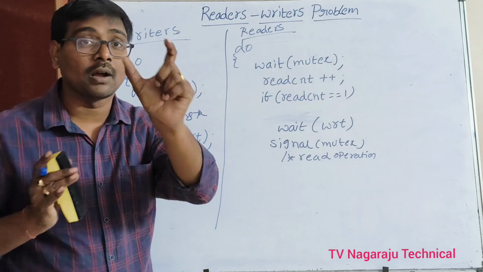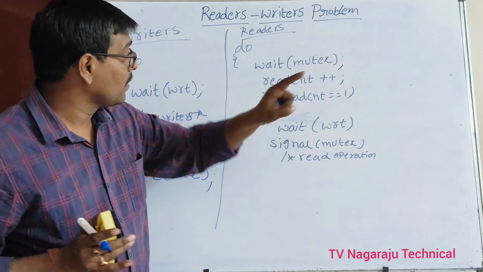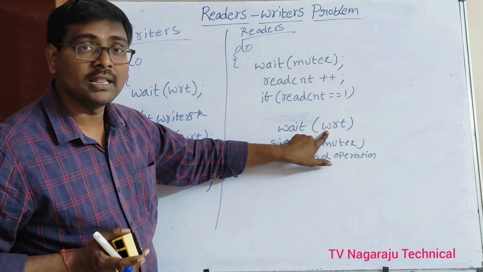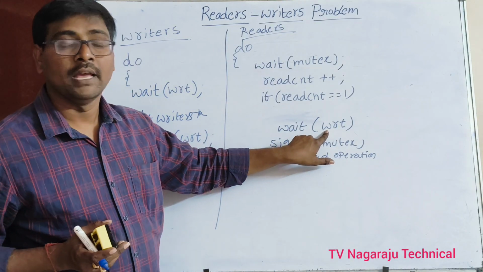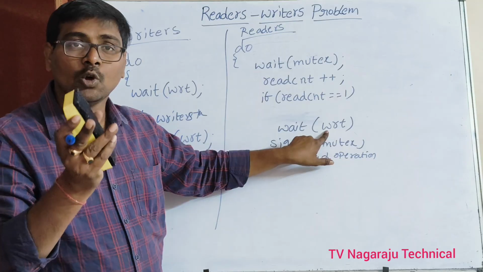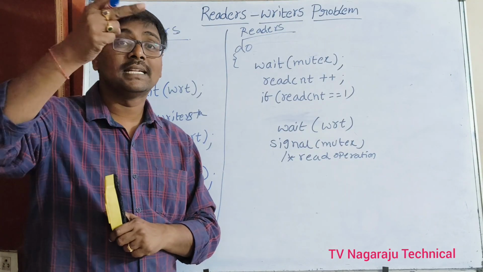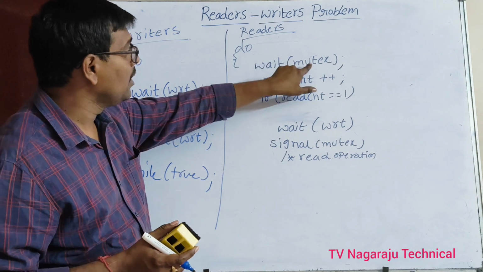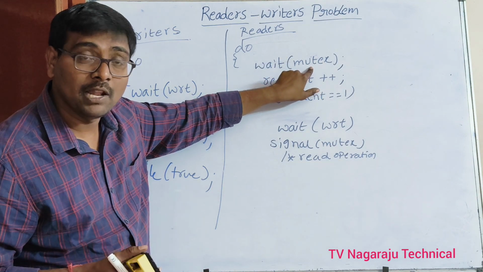That is, if he is the first reader, then check the value of the semaphore. If it is greater than 0, in the sense no one is there. Suppose he is the second reader, observe again, wait of mutex. What is the value of mutex?